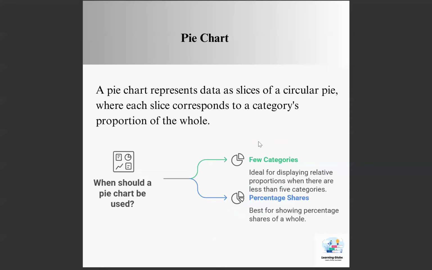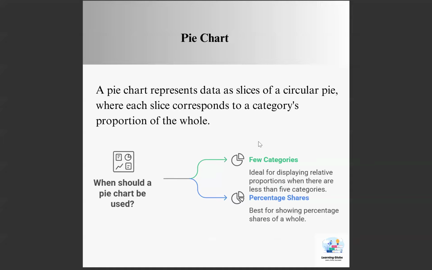Then we have the pie chart. A pie chart represents the data as slices of a circular pie. So you have a pie, and every cut of that pie represents what that particular value consists of, where each slice corresponds to the category's proportion of the whole. For example, if you have a whole cake, every slice gives you what that particular slice represents.